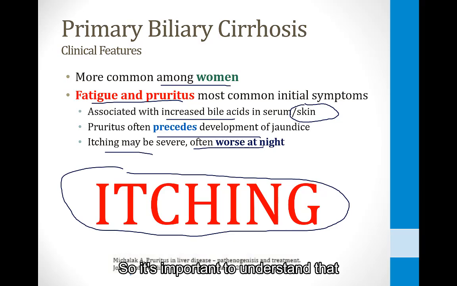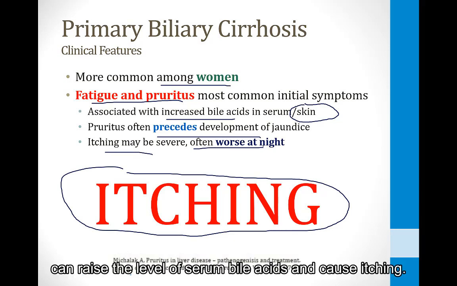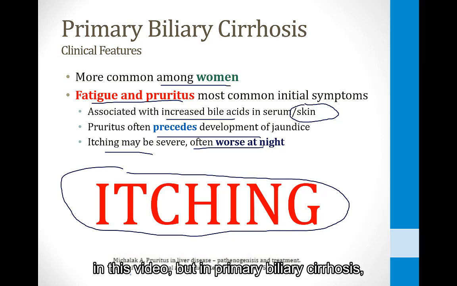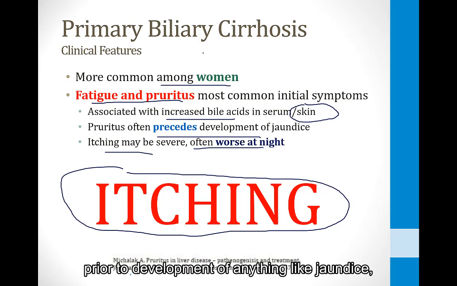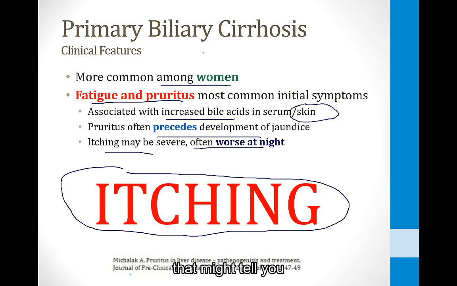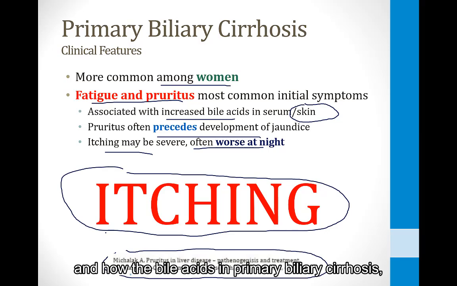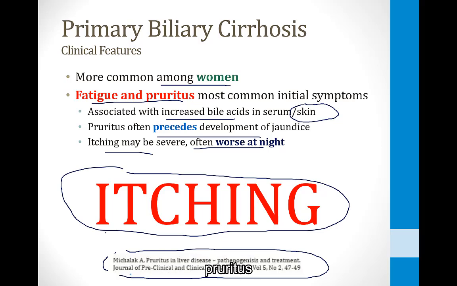So it's important to understand that any cause of biliary obstruction can raise the level of serum bile acids and cause itching. You can see itching with many of the disorders we're going to talk about in this video, but in primary biliary cirrhosis, it's often the initial complaint prior to the development of anything like jaundice or right upper quadrant pain that might tell you that you're dealing with a biliary disorder. And I've written a review article at the bottom of the screen here if you want to learn more about the initial presentation and how the bile acids in primary biliary cirrhosis lead to pruritus.